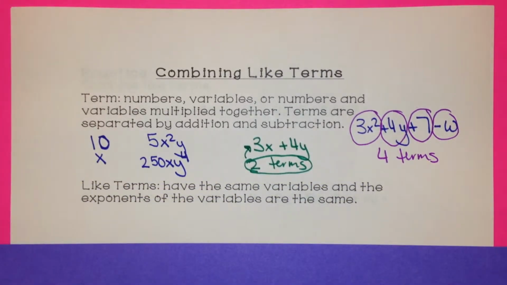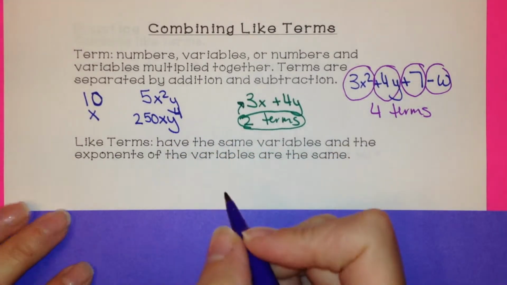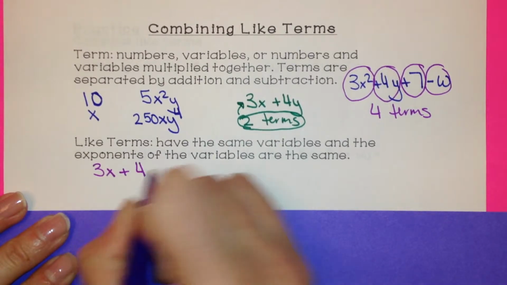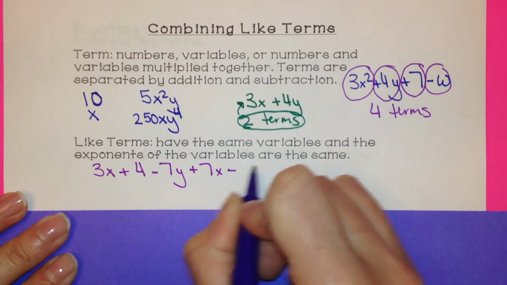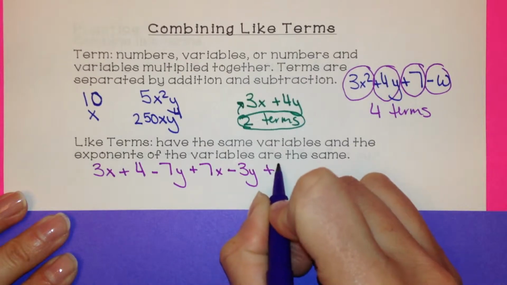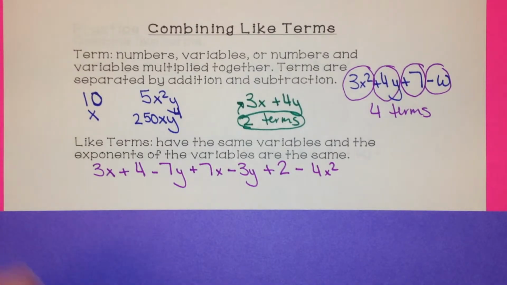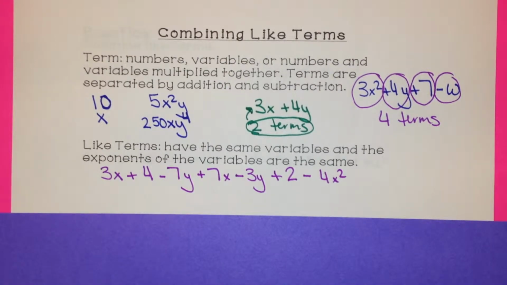All right, like terms have the same variables, and the exponents of the variables are the same. So like terms, if you have numbers, they're considered like terms because they don't have any variables. So let me just write out an expression. Let's do 3x plus 4 minus 7y plus 7x minus 3y plus 2 minus 4x squared. Okay, and I want to identify just in this whole thing what like terms I have. So they have to have the same variables as each other.